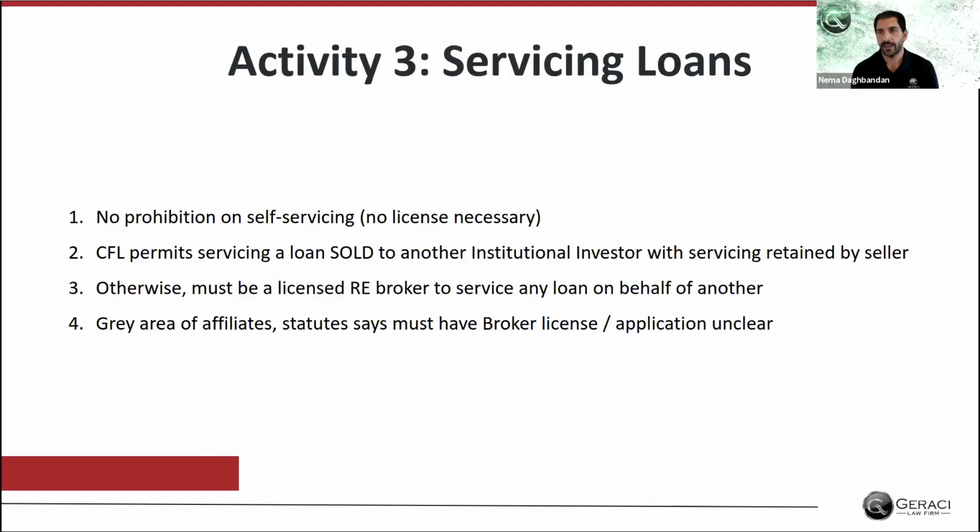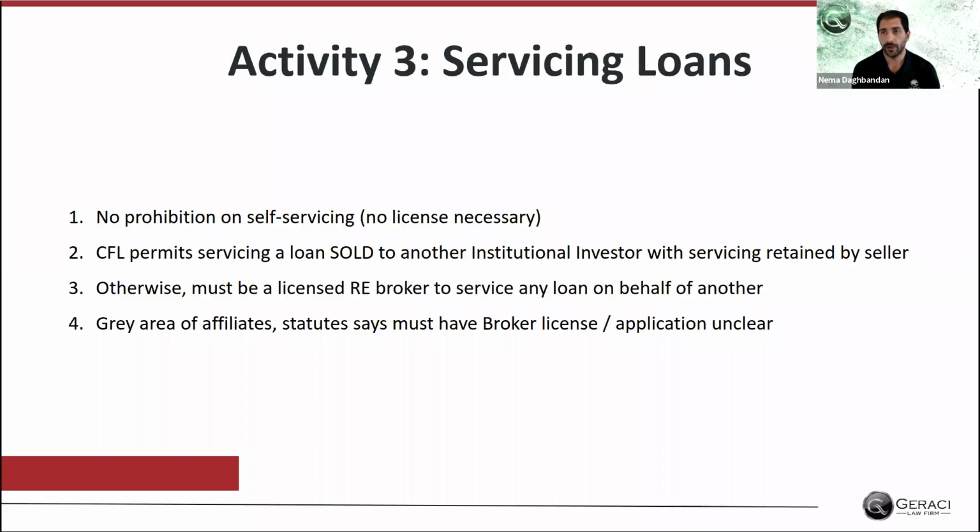So the next activity here is servicing loans. At a high level, the first point being made is that if you are self-servicing, meaning you are the named lender in the transaction, you may service the loan. There is no requirement in the state of California that you need to be licensed to service your own loans. Oddly enough, some states actually do require you to be licensed even to service your own loans, which is crazy, but nonetheless, that is the rule in a few jurisdictions.